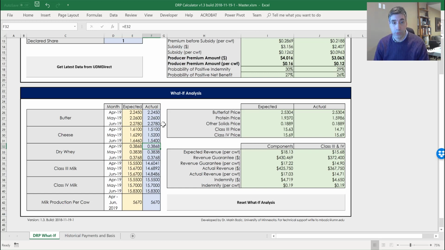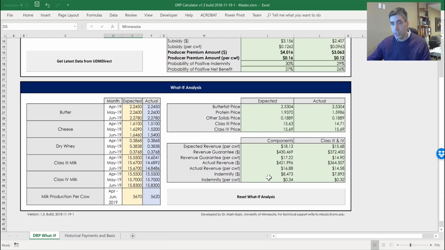Another important facet, of course, is to understand how yield shocks affect your indemnity. So right now RMA is forecasting the second quarter of 2019 in Minnesota to be 5,670, the yield, milk production per cow. What if they're wrong? What if we are wrong? And yield ends up being lower. So right now we have an indemnity of 19 cents per hundredweight under this scenario that we've created. Let's drop the yield by 50 pounds, see what happens. 5,620. And now instead of 19 cents per hundredweight, we are looking at 34 cents per hundredweight.